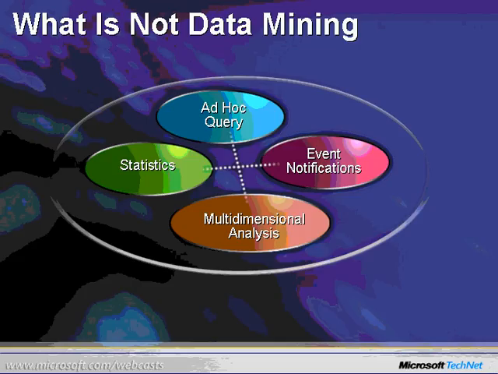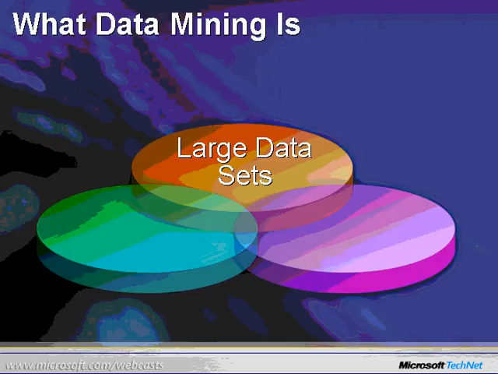So now we've gone through what is not data mining. Now let's talk about what is data mining. Data mining has been defined as the non-trivial extraction of implicit, previously unknown, and potentially useful information from the data. It also has been defined as the science of extracting useful information from large data sets or databases. By combining these two definitions, we can categorize data mining into three areas.